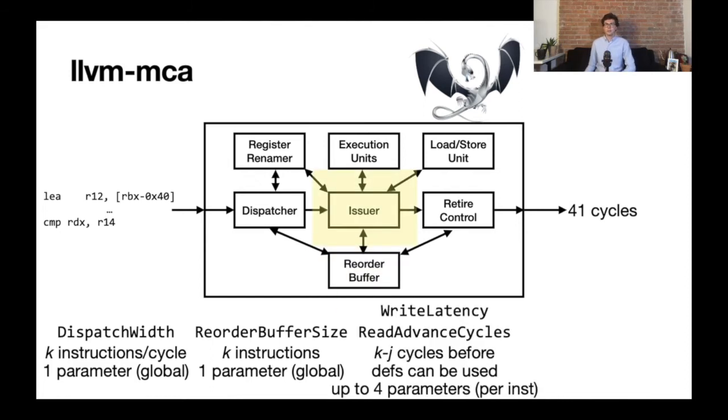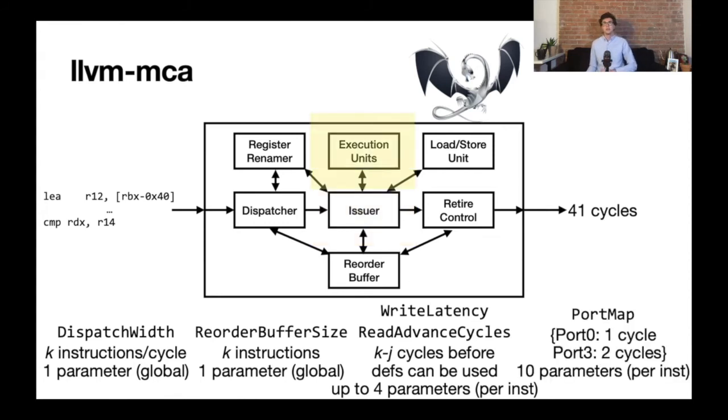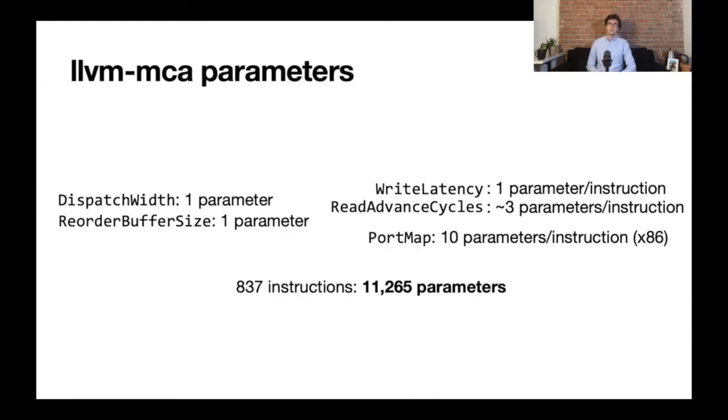Instructions then wait in the issue stage until all of their dependencies are available, and this is controlled by the write latency parameter for previous instructions minus the read advance cycles of the instruction that is waiting. Then, in the execute stage, instructions reserve execution units for the duration specified by each instruction's port map parameter. So in sum, with the 837 instructions in our dataset, LLVM-MCA has 11,265 microarchitecture-specific parameters. Again, each of these parameters must be set independently for each different microarchitecture that LLVM-MCA models.